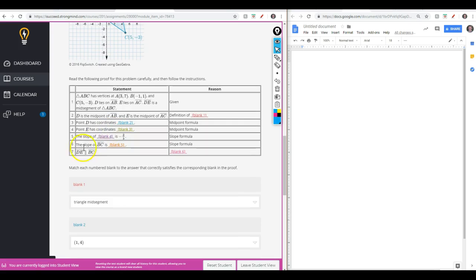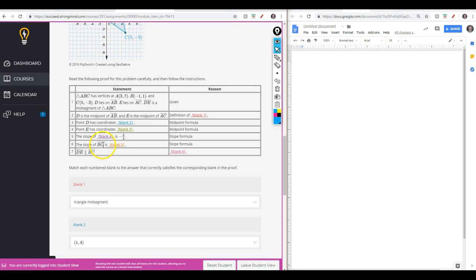Blank 4. The slope of blank is -2/3. Slope formula. The slope of segment BC is blank. Slope formula. And segment DE is parallel to segment BC, blank. Okay, the reason why I read from statement 5 on is because there wasn't really a lot to go off of in statement 5 to give me an idea as to what they were talking about. So I went to statement 6.